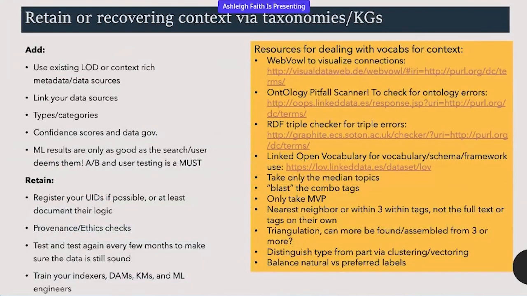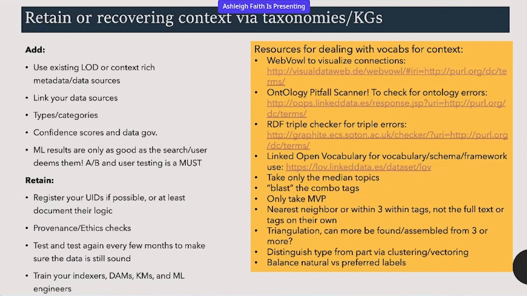Okay, so retaining or recovering your context. So I have a ton of resources here that you can go and check out if you would like. So just going through the list here is how do you add it back in? So using existing linked open data, very context rich, right? There's a lot of them out there. And the linked open cloud that I had in an earlier slide, that's probably a year out of date. It's huge now. So there's a lot of great stuff out there that you can go use.